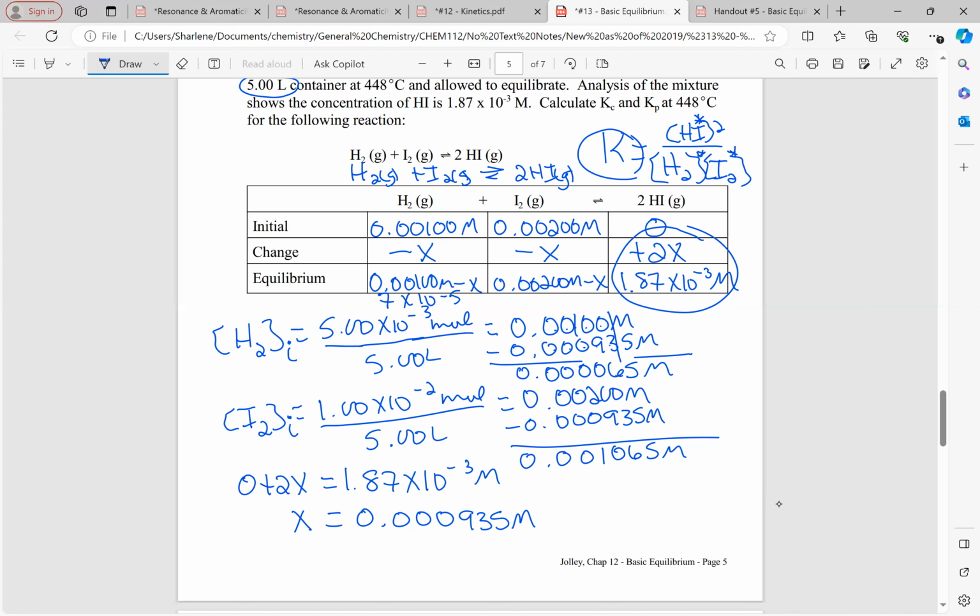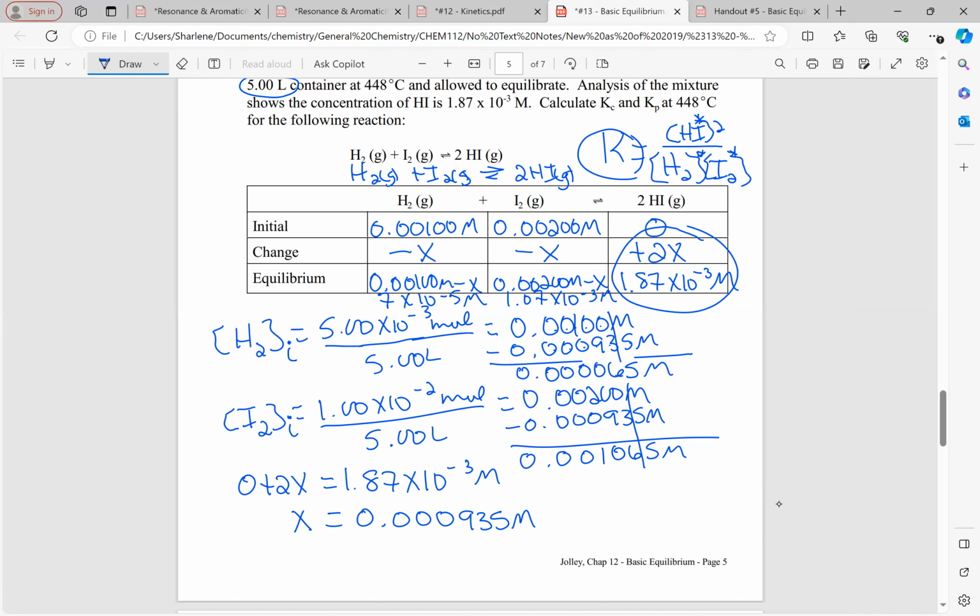What? Only one significant figure? I know it. Love to hate them. 1, 1, 2, 3, 4, 5. So I get to only keep, round that up. So it's 1.07 times 10 to the minus third. All right. Don't forget your molarities.